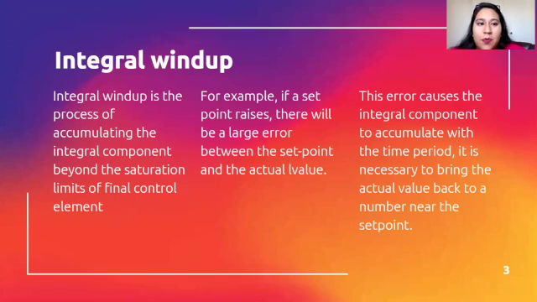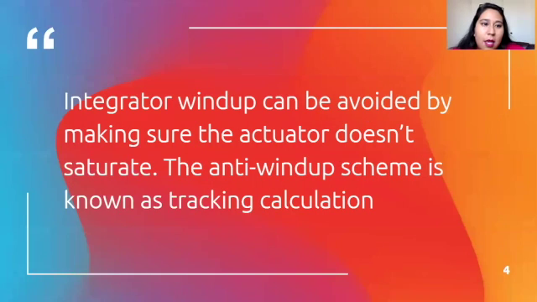An integral windup is a process of accumulating the integral component beyond the saturation limits of its final control element. For example, if a set point rises, there will be a larger error between the set point and the actual value. This error causes the integral component to accumulate with the time period. It is necessary to bring the actual value back to a number near the set point. An integrator windup can be avoided by making sure the actuator doesn't saturate. The anti-windup scheme is known as tracking calculation.